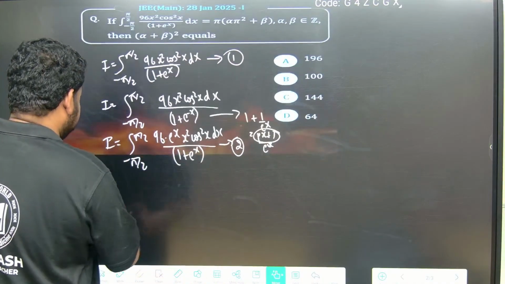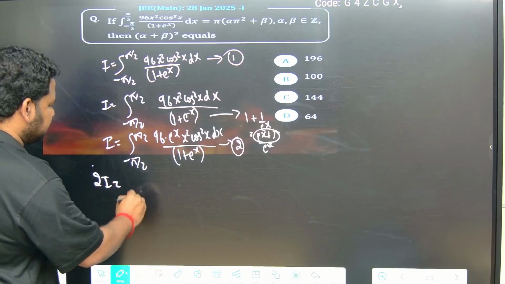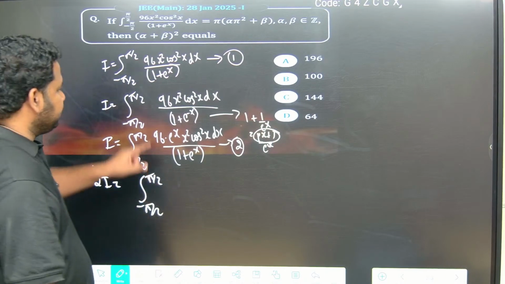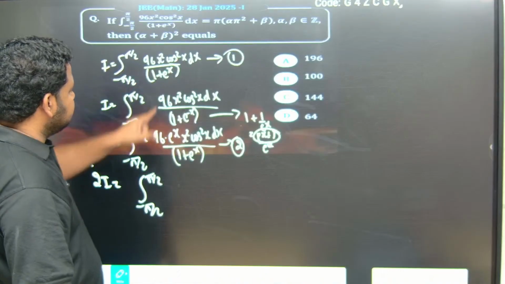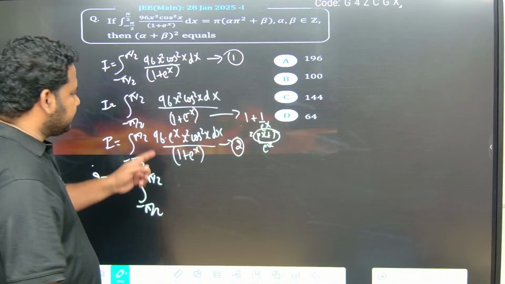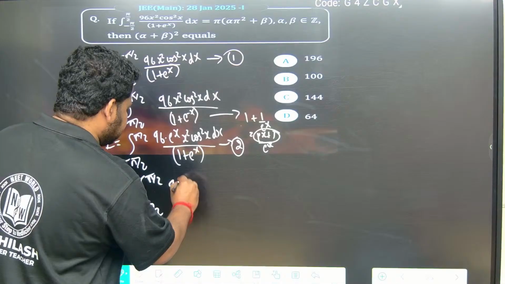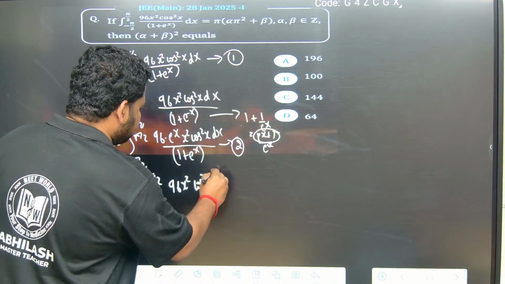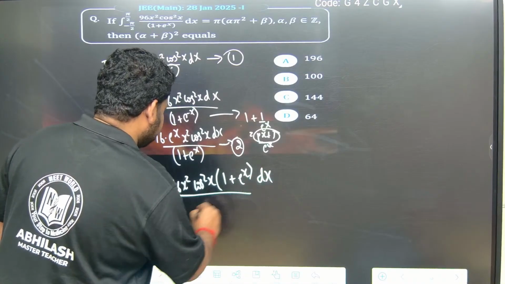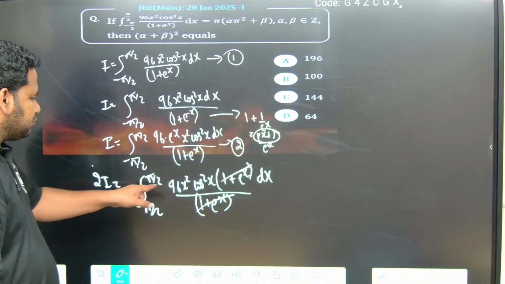If I add 1 and 2, I plus I will become equal to 2I. This will give me 2I equal to minus pi by 2 to plus pi by 2. If I add 1 and 2, I will get 96 x square cos square x, 96 into e power x square cos square x dx. So, what I can do? I can take 96 x square cos square x dx common. So, this will become 96 x square cos square x into 1 plus e power x dx by, what will this become? 1 plus e power x. This I can cancel. I am left with only this one.